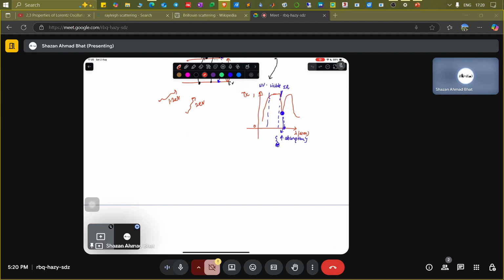For example, if the red one is the transmission curve, you can have the reflection curve something like this, not exactly like this. It's like this. So this will be the opposite. This will be the reflection coefficient, and the red one is the transmission coefficient. Similarly, you can play with it, and you need to understand how these absorptions are taking place.